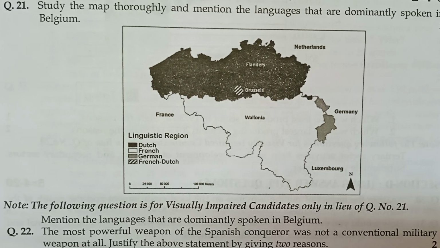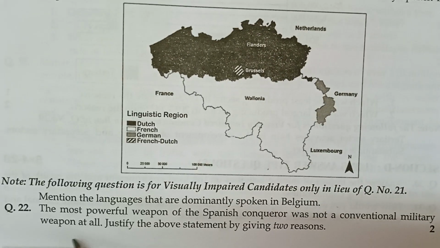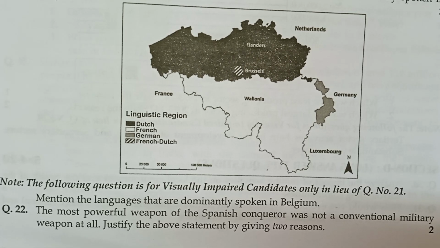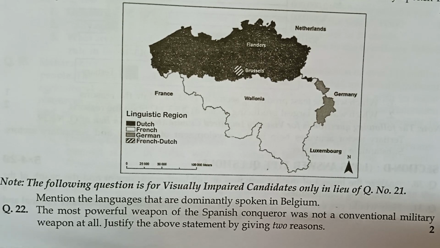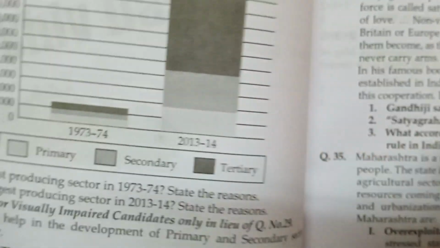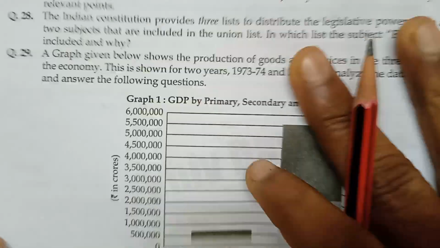Now next, question number 22. The most powerful weapon of the Spanish conquerors was not a conventional military weapon at all. Justify the above statement by giving 2 reasons. So here you can give 2 reasons for this, and that also carries 2 marks. So you need to be aware and confident with this question. Most of the questions are on the next page, so I'm just turning the page.